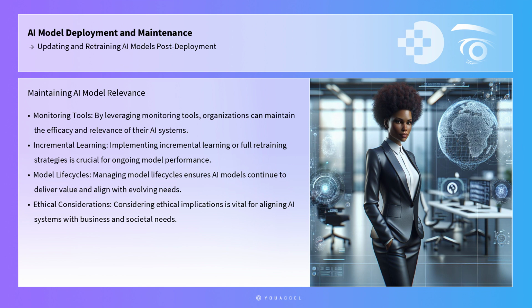In conclusion, updating and retraining AI models post-deployment is a multifaceted process that combines technical rigor with strategic foresight. By leveraging monitoring tools, implementing incremental learning or full retraining strategies, managing model life cycles, and considering ethical implications, organizations can maintain the efficacy and relevance of their AI systems. This comprehensive approach ensures that AI models continue to deliver value and align with evolving business and societal needs.